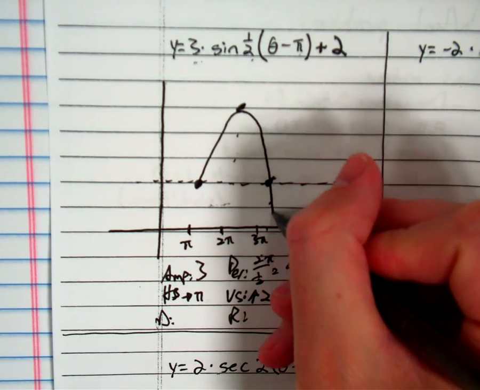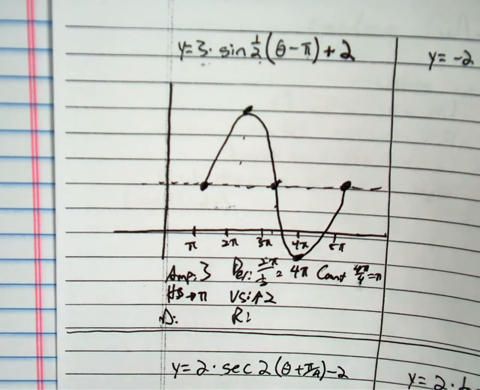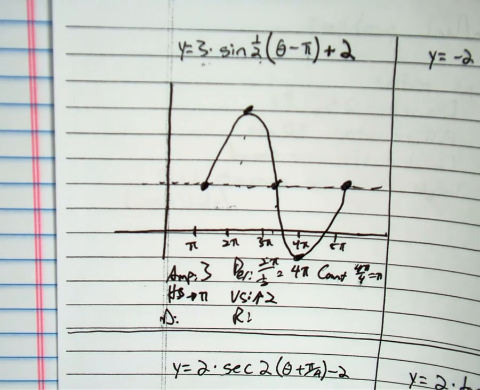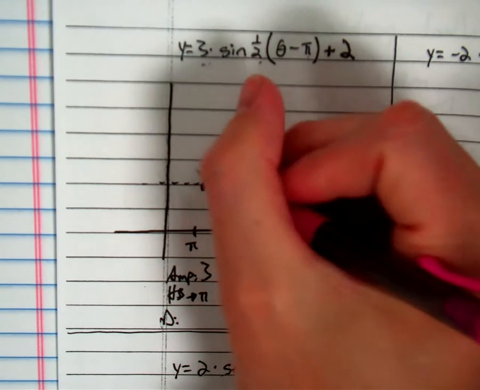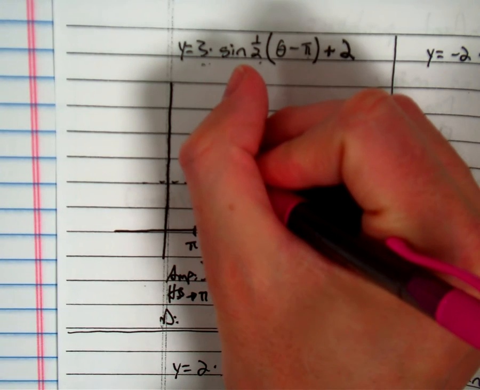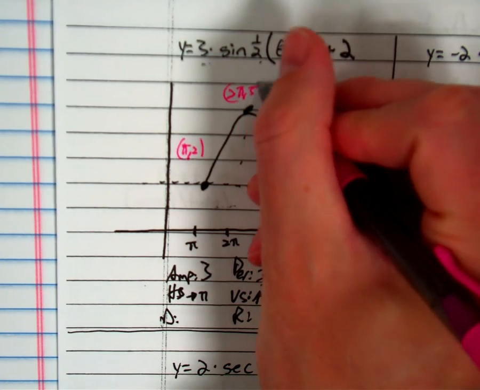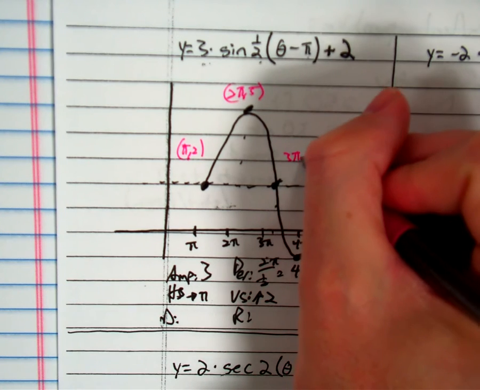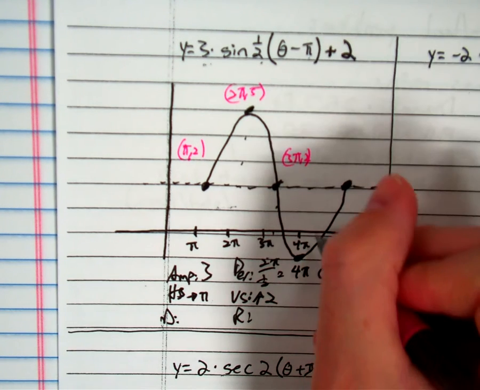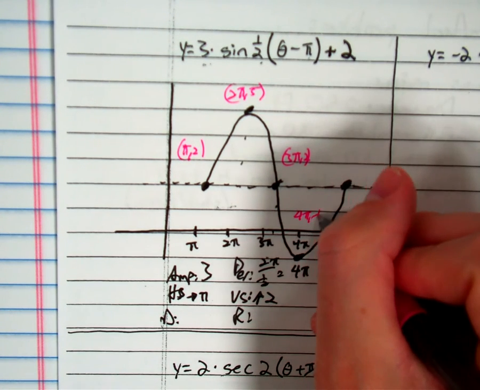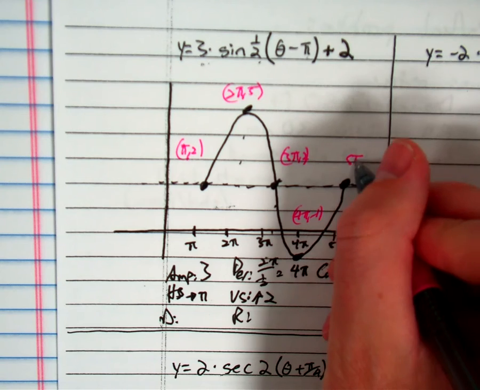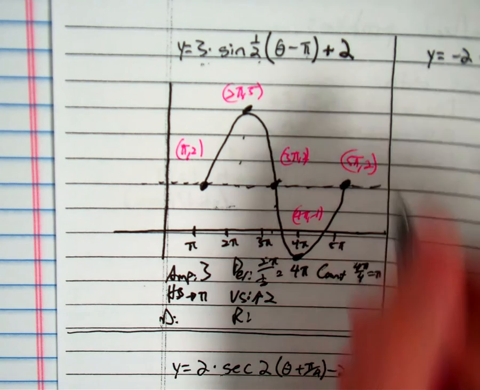Okay, on a quiz and a test, you're going to need to label these dots. So that's pi, comma 2; 2 pi, comma 5; 3 pi, comma 2; 4 pi, negative 1; and 5 pi, 2.